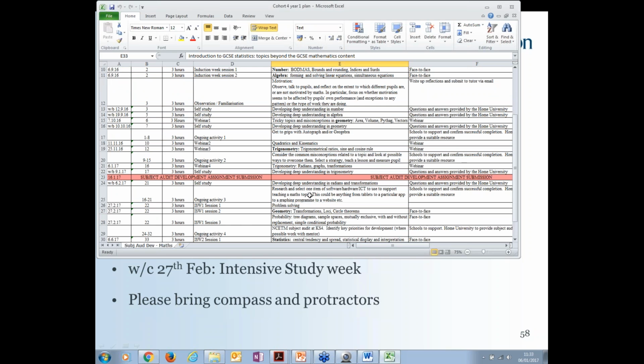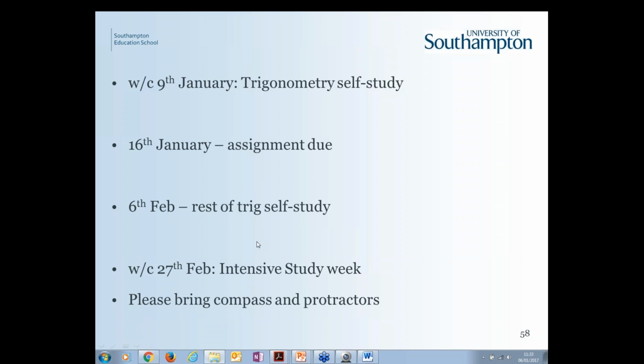But we'll see how it goes. Apparently for next year they are recruiting a cohort 5, so it will continue. But it's only for certain subjects, but maths is one of them.